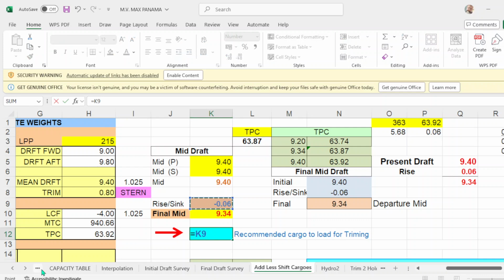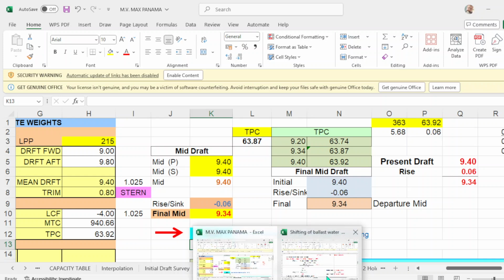Equals your rice, that will be K9 times, multiply by your TPC. TPC will be 63.4638. Okay, click this one times 100. That will be 383. Should be 383.